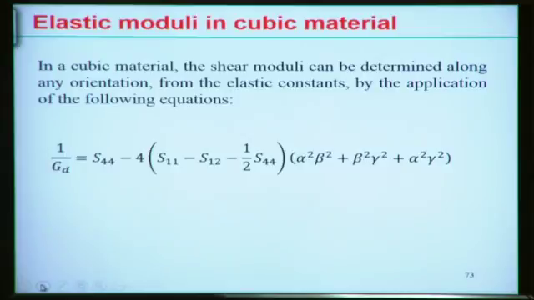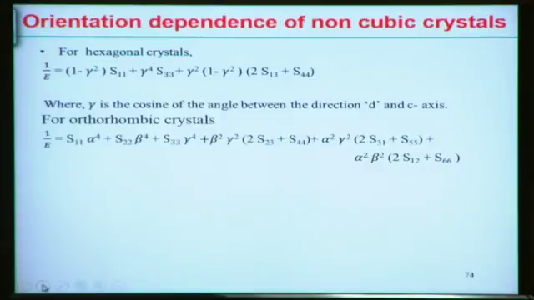Similarly, in case of cubic material, the shear modulus can also be determined in one specific direction or orientation from the elastic constants by the application of the following equations. In this case, 1 by GD is the shear modulus, in terms of S44, S11, S12, and these are the direction cosines. So that can also be derived for one specific direction in case of anisotropic elasticity.